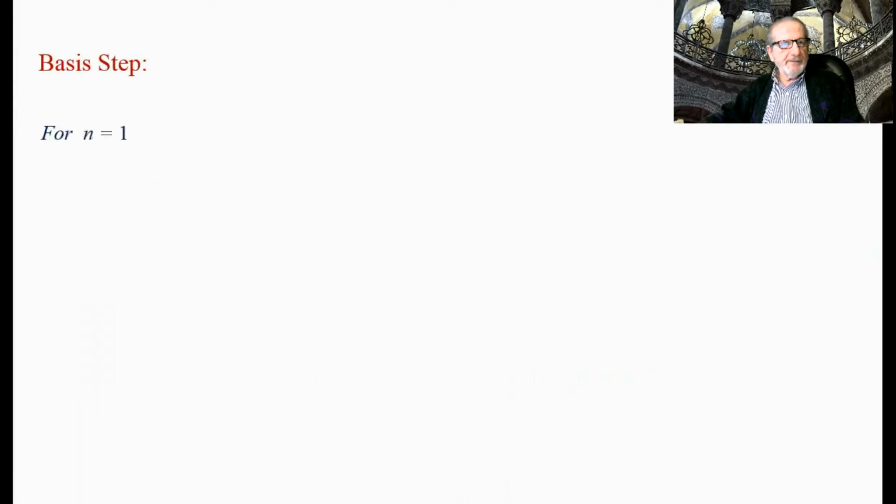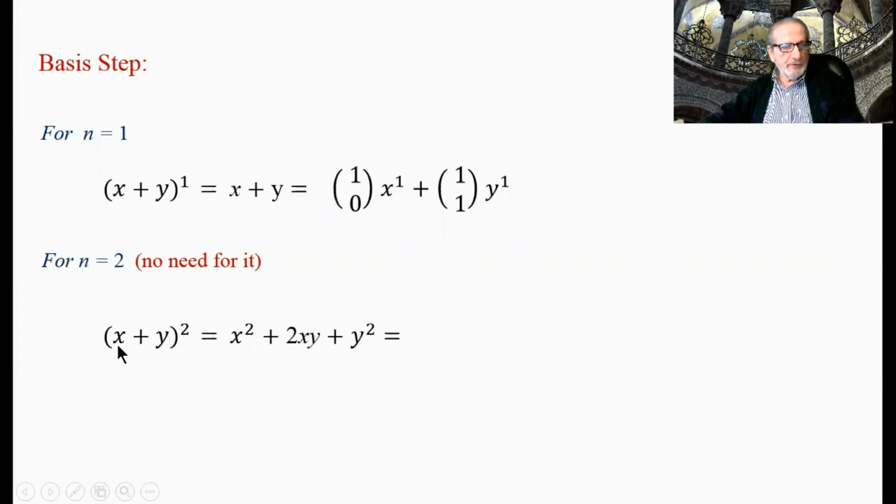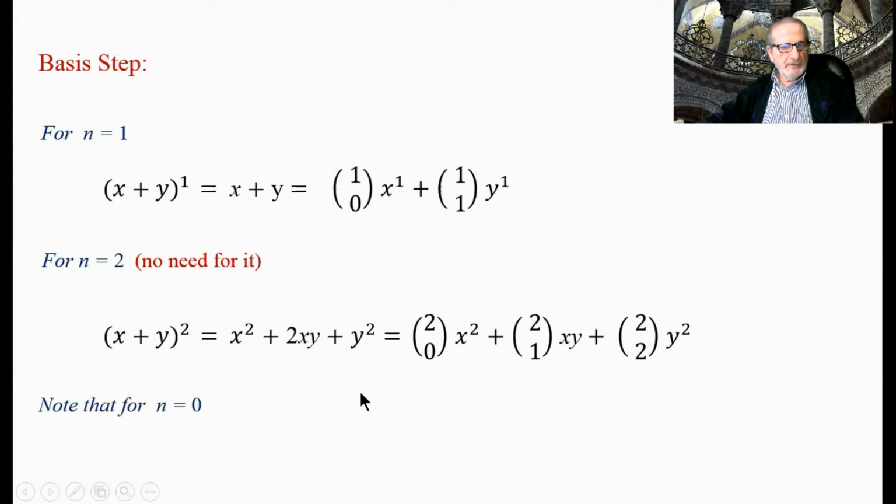So the basis step, when n is 1, (x plus y) to the power 1 is x plus y. I can write it like this: (1 choose 0) x to the power 1, plus (1 choose 1) y to the power 1. When n is 2, which is not really needed because the first case is enough as a basis step, but just to see what's happening, (x plus y) squared is x squared plus 2xy plus y squared. And easily you can see this is in terms of combinations (2 choose 0), (2 choose 1), (2 choose 2). And note that when n is equal to 0, (x plus y) to the power 0 is equal to 1, which is (0 choose 0) x to the power 0 y to the power 0.